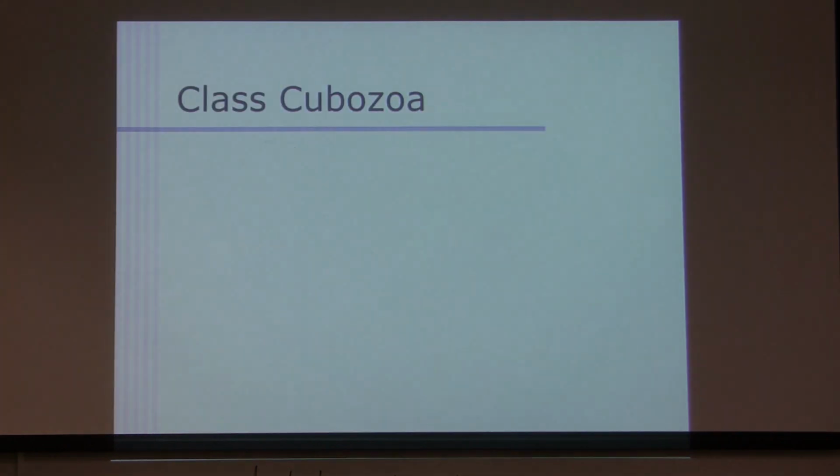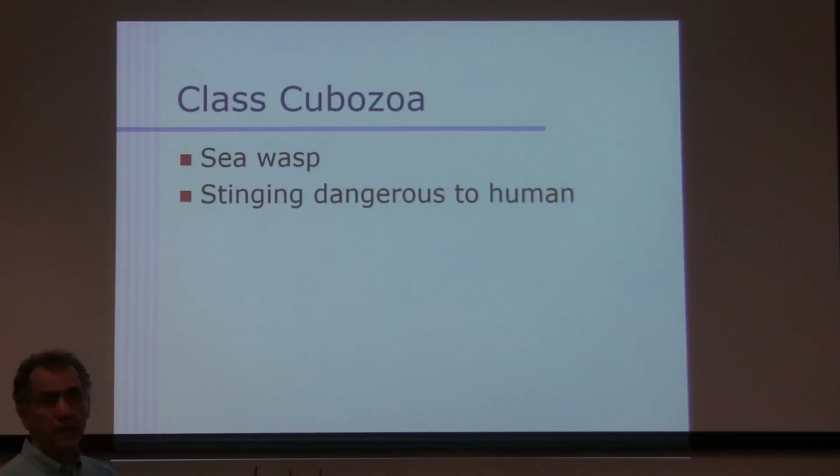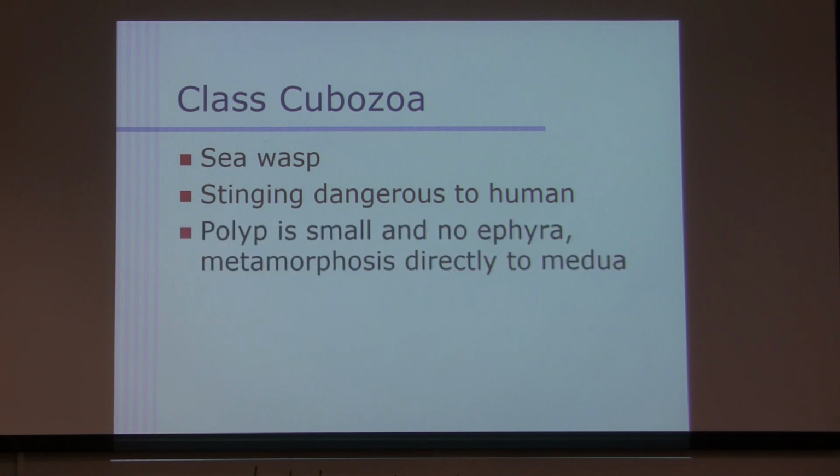Okay, next class Cubozoa. The common name for them is sea wasp. We do not have them in the lab. We do not have any specimen of Cubozoa in the lab. Stinging, dangerous to humans. Polyp is small and no ephyra. Metamorphosis directly to medusa. And I gave you one species, Chironex fleckeri, one species that I gave you guys to know. Again, we do not have it in the lab.